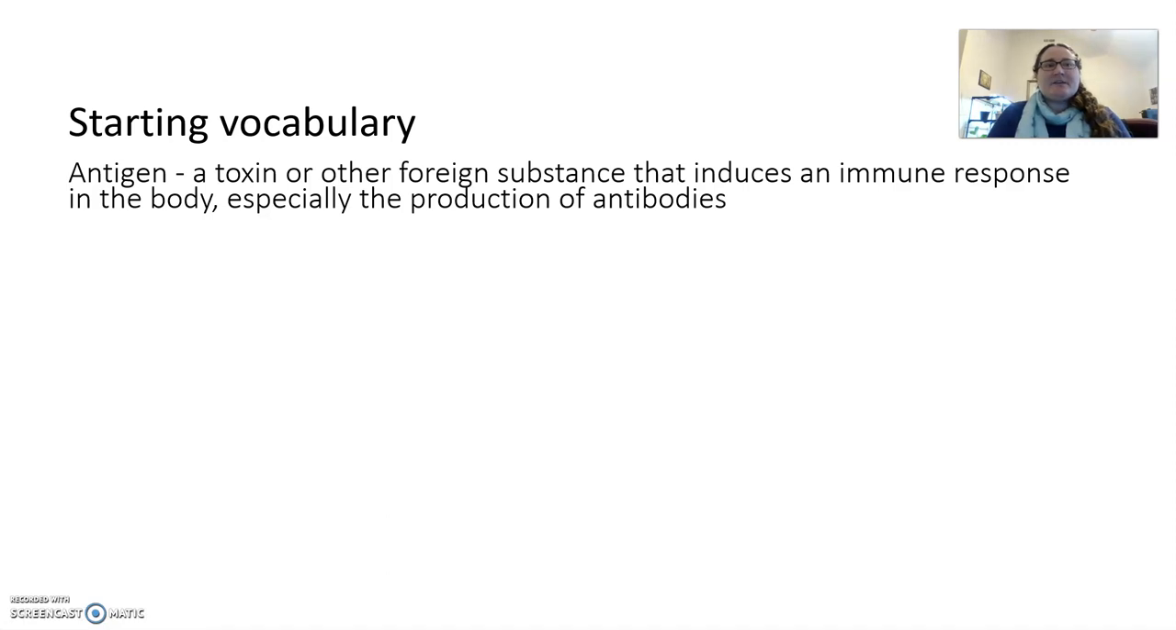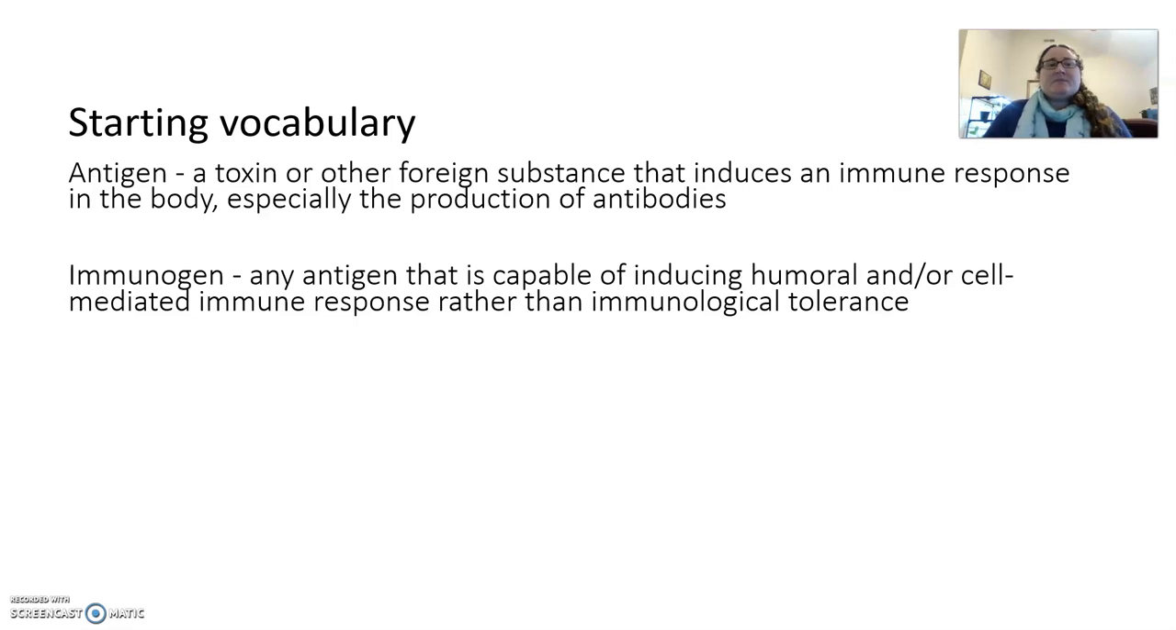So some starting vocabulary: an antigen is some sort of foreign substance that can induce an immune response, especially the production of antibodies. There is a subset that we would consider immunogens. So these are antigens that are going to actually induce a strong immune response instead of just tolerance. As an example, we commonly refer to the blood group antigens, so A, B, O are antigens, but you don't make the antibodies to your own blood type, so it's not immunogenic for you. It might be immunogenic for someone else.